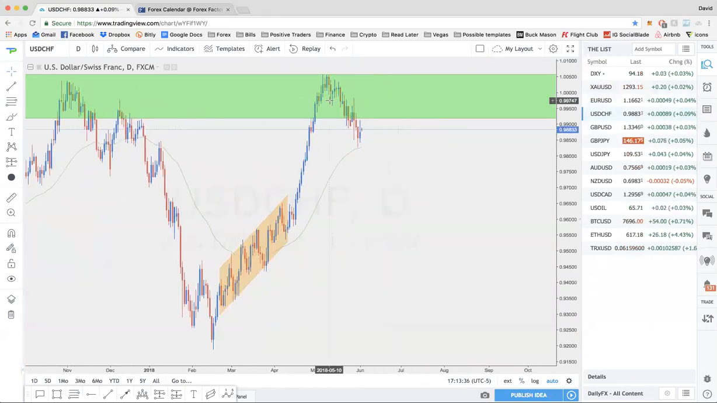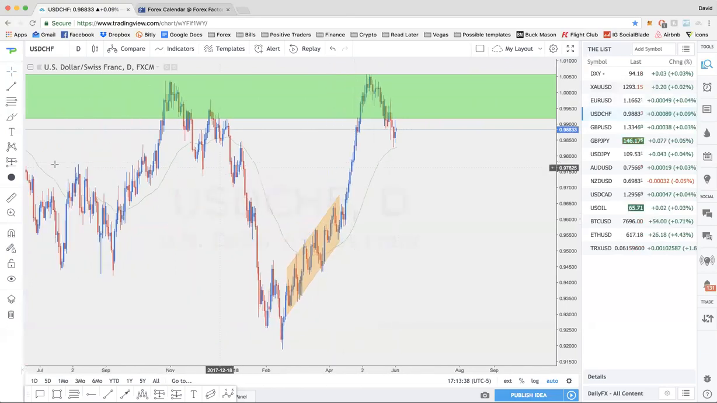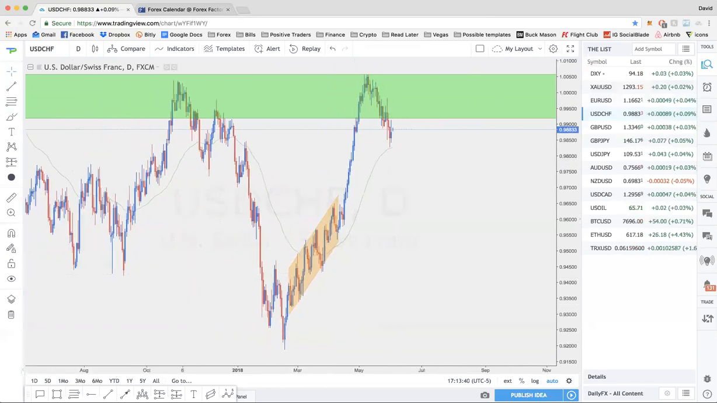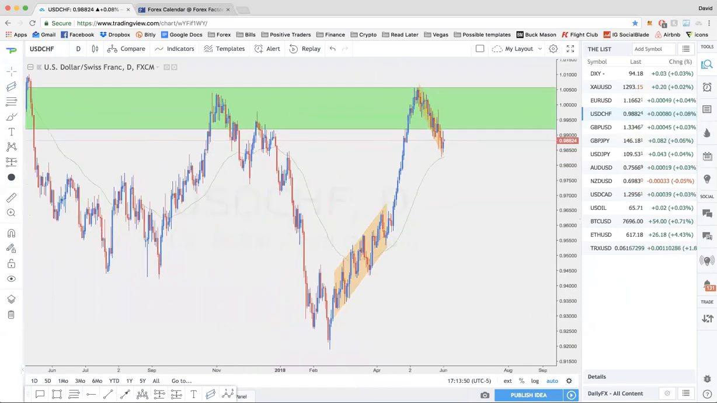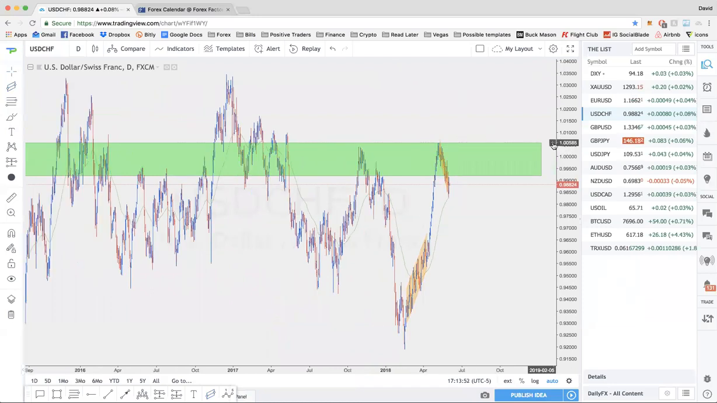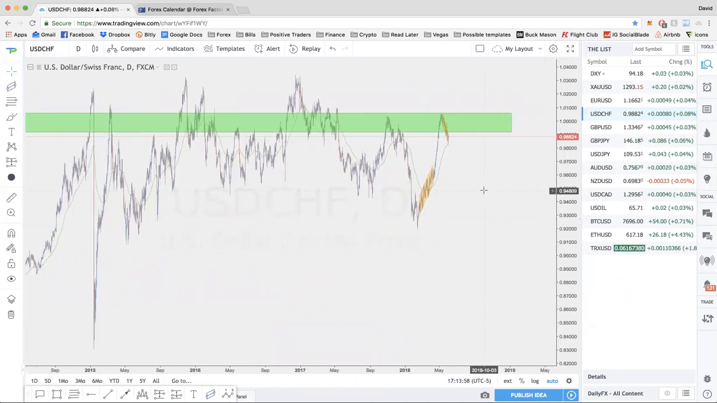It's been consolidating for quite a while. I'm definitely watching it. I'm definitely noting this channel that we're in. This is definitely on my watch list. We're bouncing off of parity. For those of you guys who don't know what parity is, that's one, right? That's when $1 US is worth 1 Swiss franc. So we bounced off of that area.